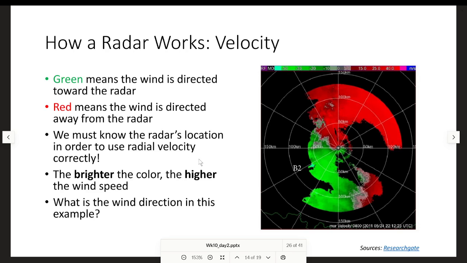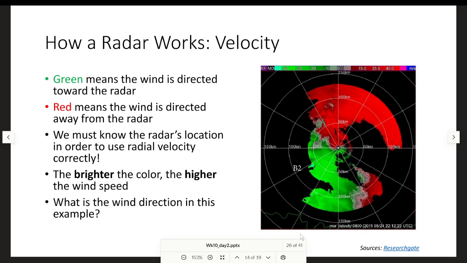Okay, so this is the velocity scan. If you get an app like RadarScope, you can see all of these different tabs. They have the velocity, and you can click storm relative velocity. Green means that the wind is directed towards the radar.